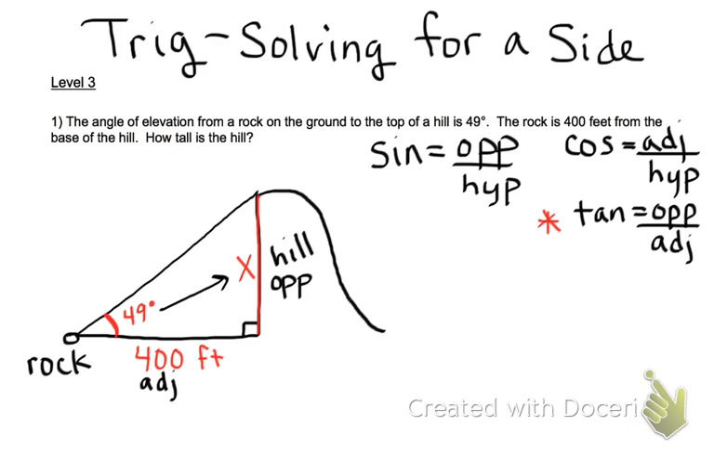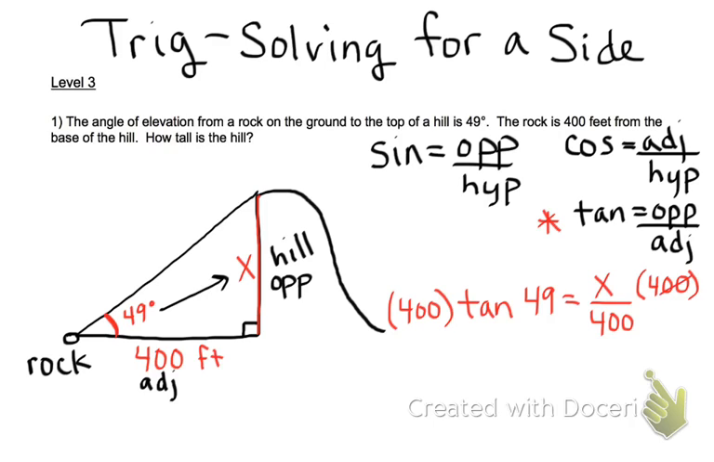So I'm going to set up my equation. Tangent of my angle, which is 49 degrees, equals opposite, which is my x, that's what I'm trying to find, over my adjacent, which is 400. To solve for x, I need to multiply both sides by 400. These are going to cancel and simplify. So I'm going to have x equals 400 times tangent of 49 degrees.